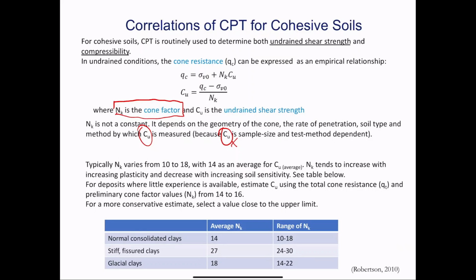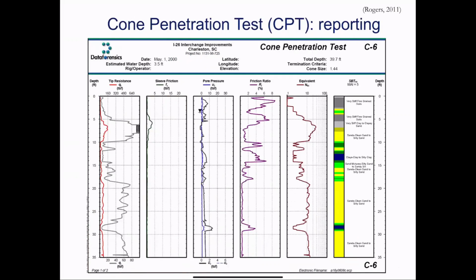The cone factor can vary anywhere from 10 to 18, with an average of 14. If you want typical parameters, it looks something like this for NC clays at the top, and more complex soils with less relevance to us, such as fissured clays and glacial clays. So there is some degree of empiricism in using these cone factor correlations to get undrained shear strength, but that's usually how it would be achieved. So I'm just tidying up this module here.